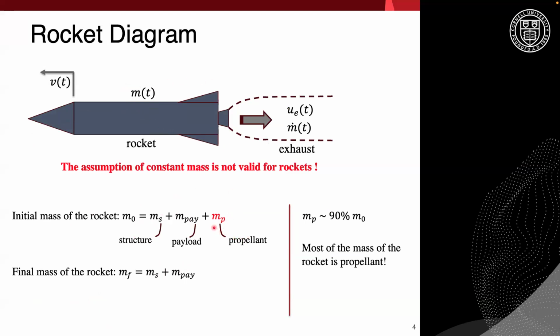And the mass of the propellant is of the order of 90% of the total mass. So most of the mass of the rocket is propellant, and this is why we cannot assume a constant mass, because this term here is very significant.